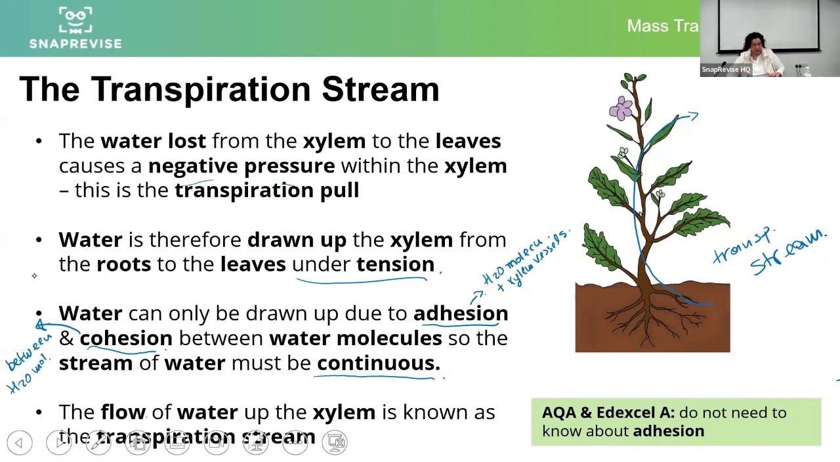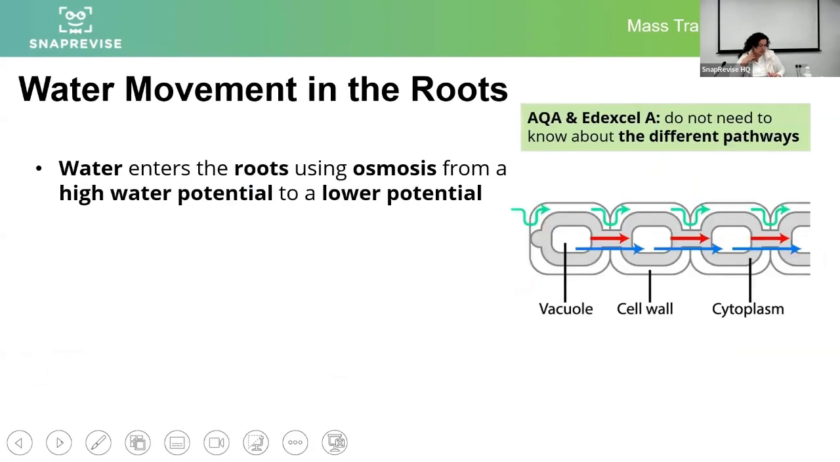Let's now see what is happening at the other end of things. So we saw what's happening at the leaves to deplete water from the plant. Let's look at what's happening at the roots to replace that water that's being lost.